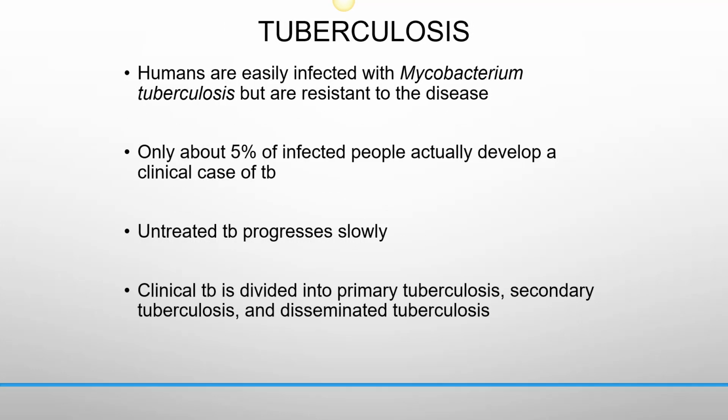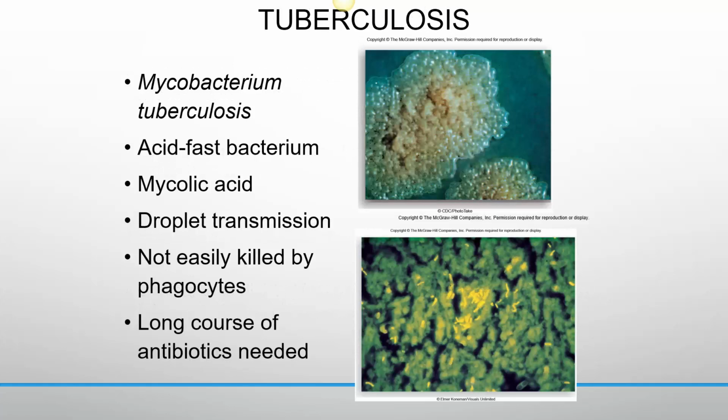The next one is tuberculosis. Tuberculosis is caused by Mycobacterium tuberculosis. There's also Mycobacterium avium, which is more associated with birds, but people can definitely get this form of tuberculosis as well. Only about 5% of infected people actually develop a clinical case of TB, but untreated TB progresses slowly. Clinical TB is divided into primary, secondary, and disseminated tuberculosis.